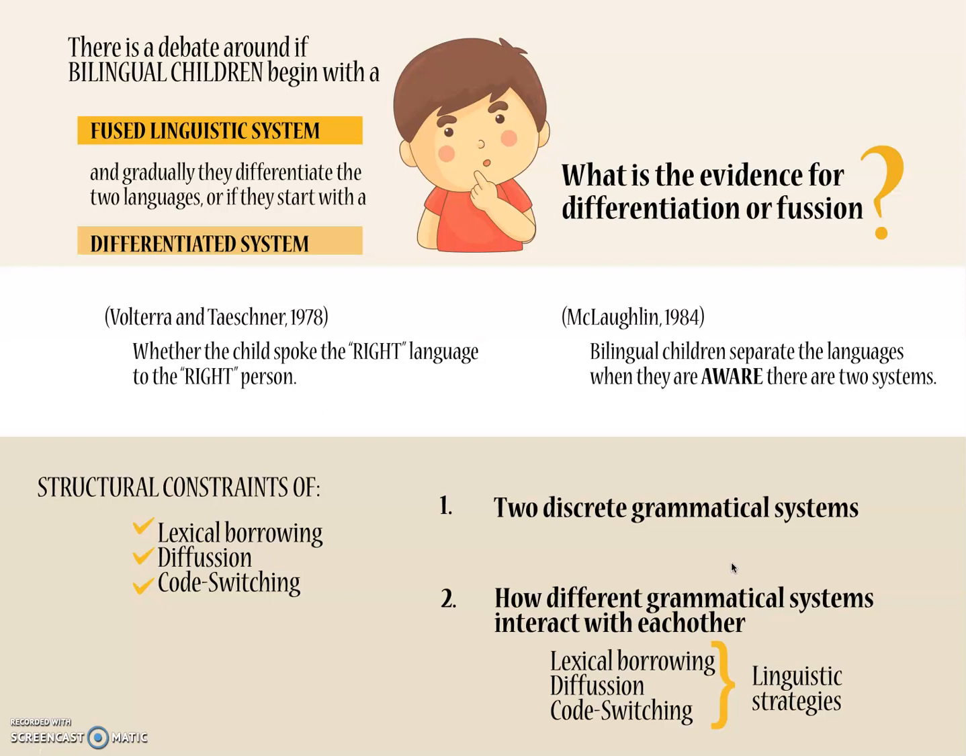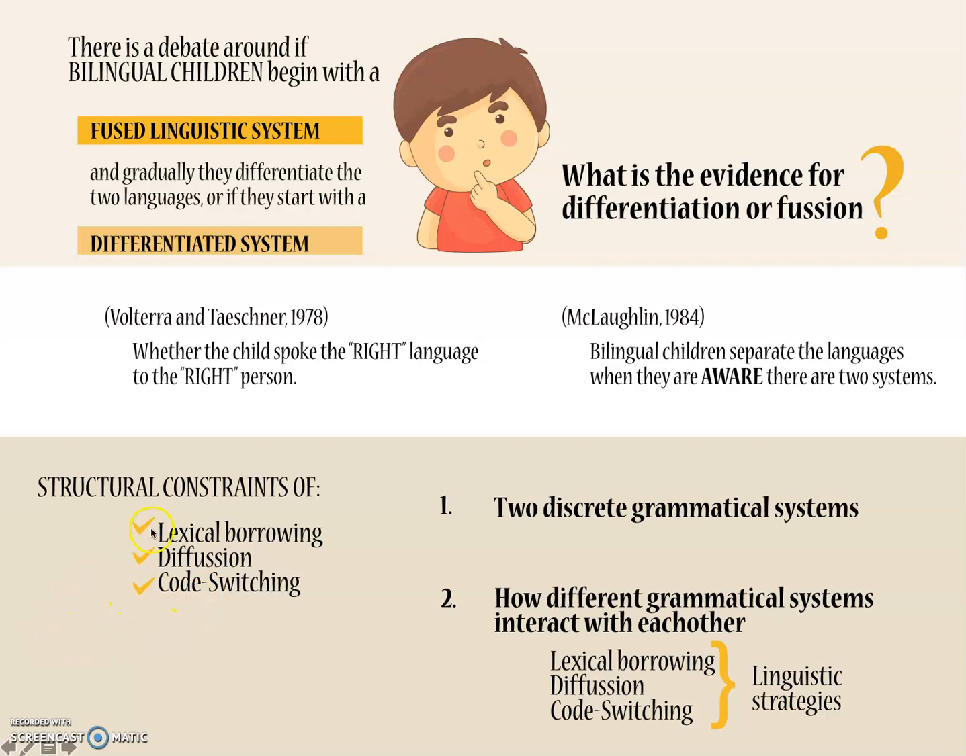Another important issue for research on bilingualism and multilingualism is how these individuals acquire the first language. There is a debate about whether bilingual children begin with a fused linguistic system and gradually differentiate the two languages, or if they start with a differentiated system. So the question here is, what is the evidence for differentiation or fusion? Volterra and Taeschner based their decision on whether the child spoke the right language to the right person. However, McLaughlin said that bilingual children separate the languages when they are aware there are two systems.